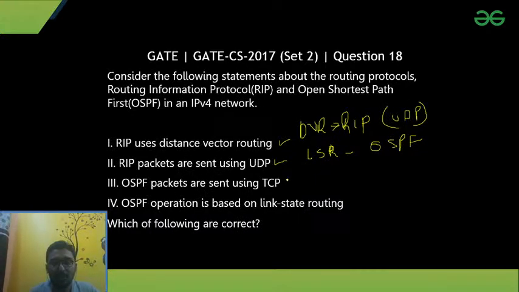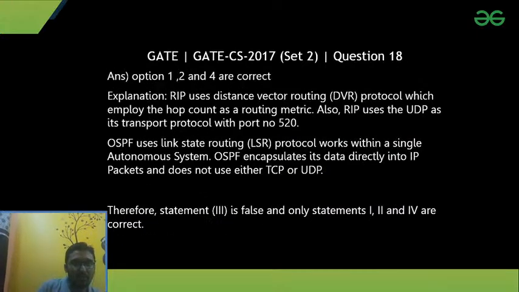OSPF packets are sent using TCP. This is not correct. You have to remember it. We will talk about OSPF when we talk about the actual OSPF operations. But these two are correct, and OSPF is based on link state routing. So this is also what I told you. Remember DVR, RIP, LSR, OSPF, and RIP uses UDP. And yeah, that was it. So options 1, 2, and 4 are correct.